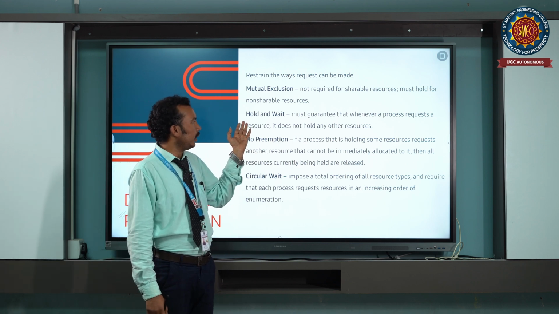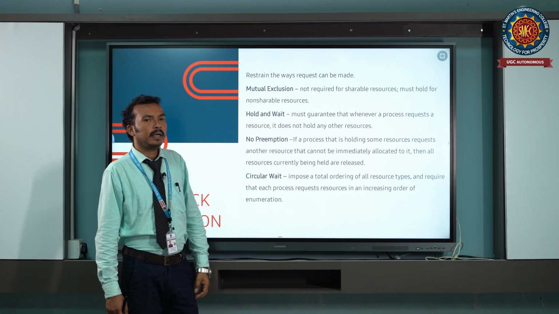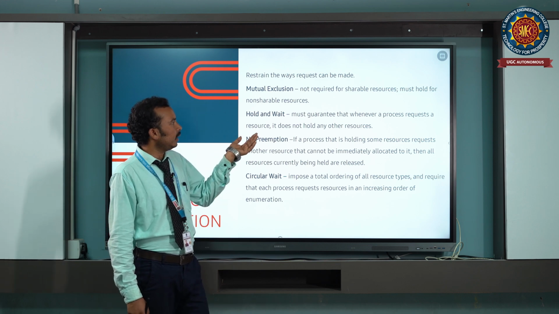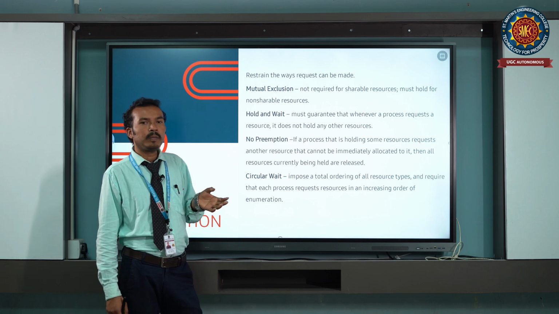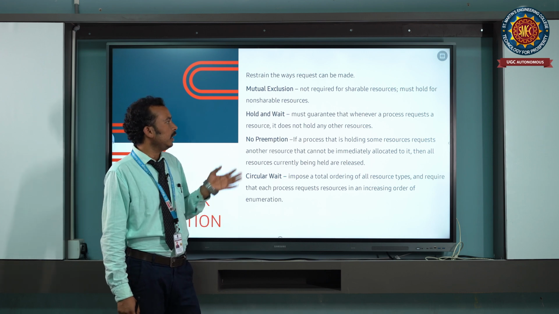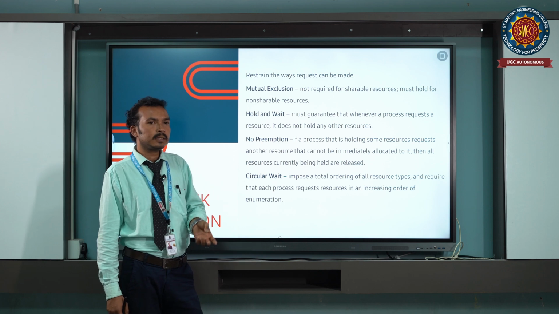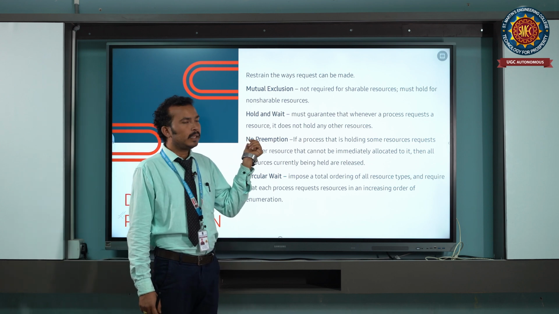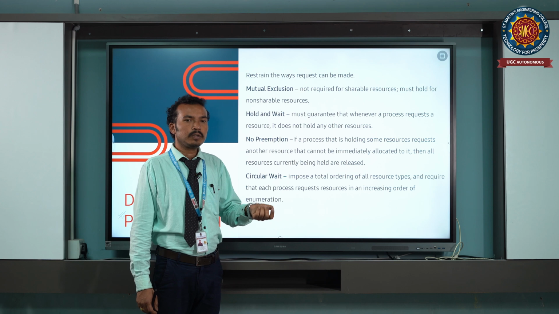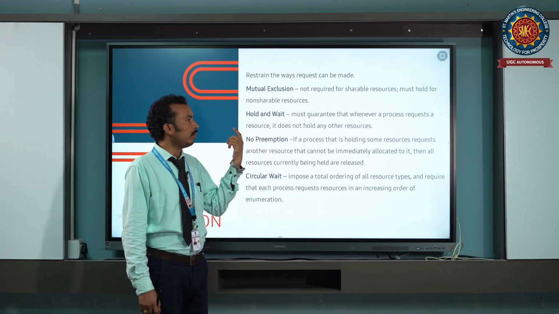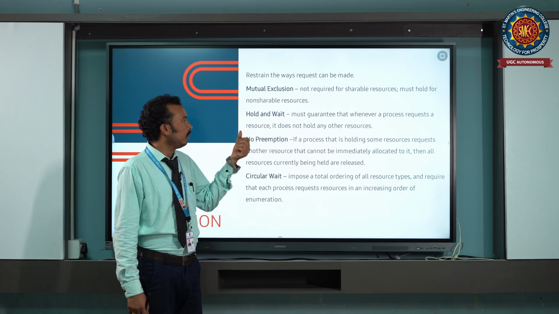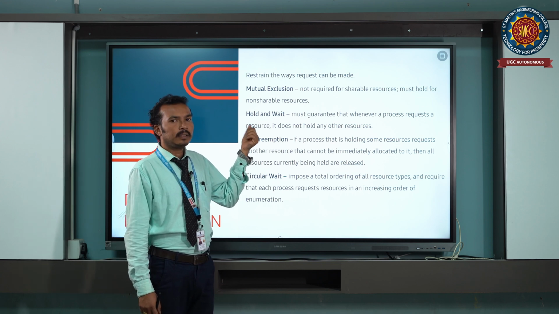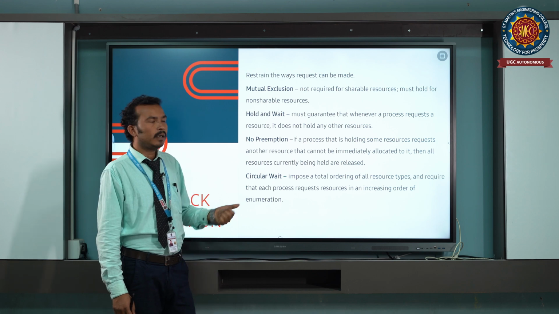And eliminate the hold and wait condition. We must guarantee that whenever a process requests a resource, it does not hold any other resource. In this case, if it requires another resource, it first releases the resource held by the process after completion of its execution. If we eliminate this condition, then deadlock will not occur.